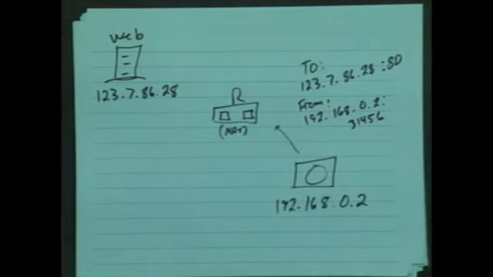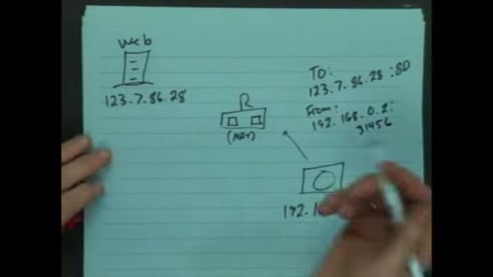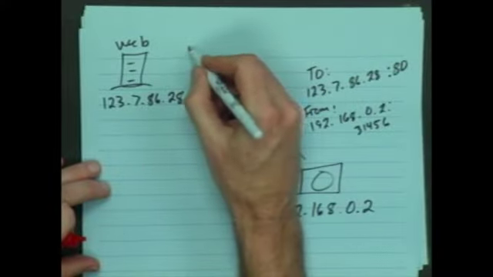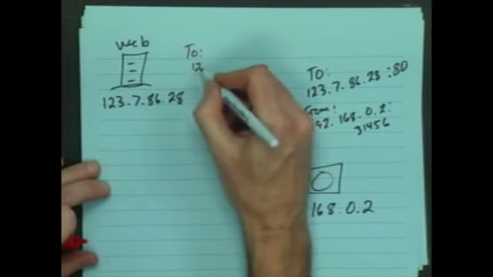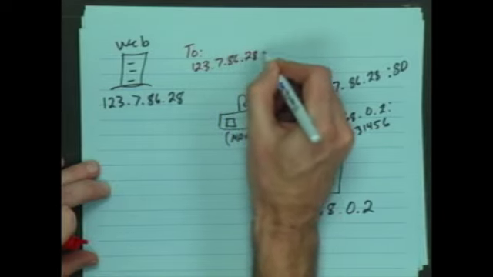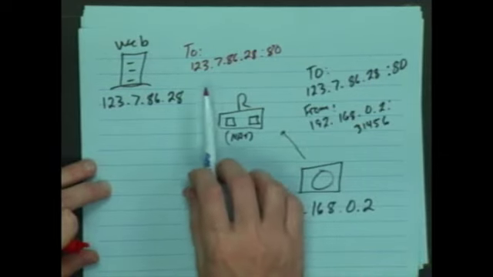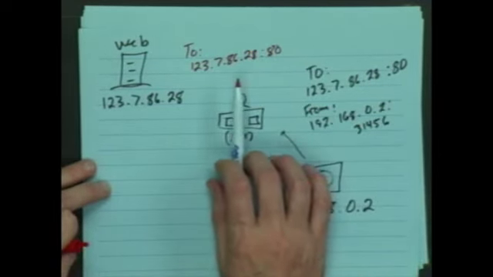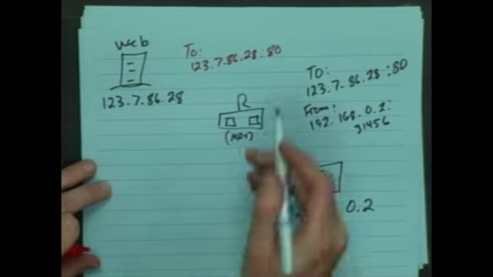is it's going to remake the whole segment and the packet. It keeps the same to part, 123.7.86.28, port 80. All right, it needs that because it's got to go to the right place. Are we good with that so far? That makes sense. This is a real place on the internet, and I need to get it to that server.